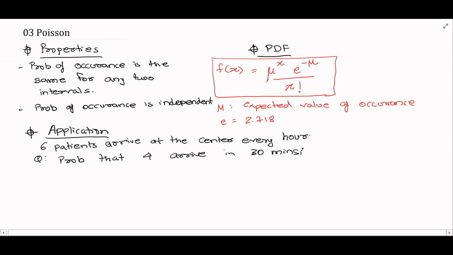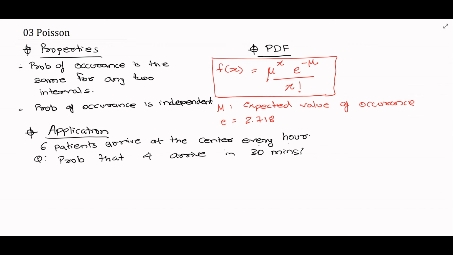for using the Poisson distribution. The first one is that the probability of occurrence is the same for any two intervals. And this will allow us to move between different situations or different intervals because the probability of occurrence is the same for any two intervals. And second, the probability of occurrence is independent, so one does not affect the other. The probability of occurrence of one does not affect the probability of occurrence of the other.